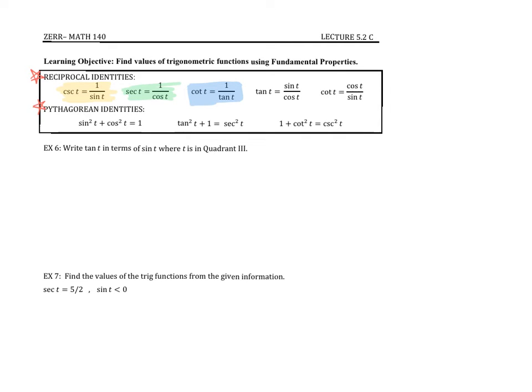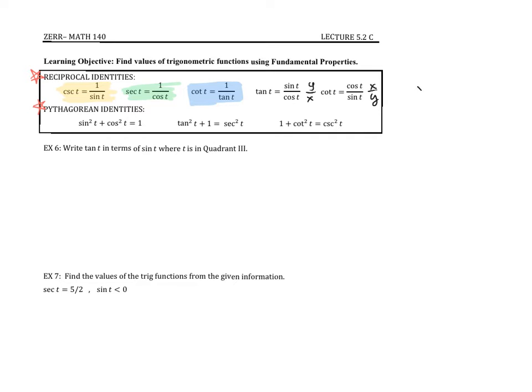Sine is y and cosine is x, and so instead of writing tangent as its definition, y over x, we can write it as sine over cosine. And same thing here, cotangent is x over y, but because of how cosine and sine are defined, x over y can be replaced with cosine over sine. So those are the reciprocal properties.